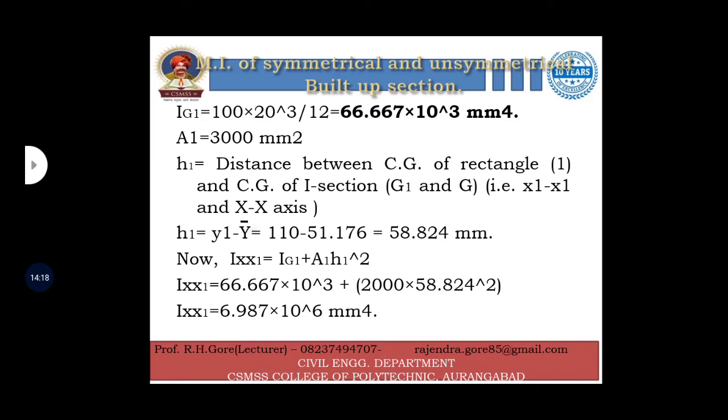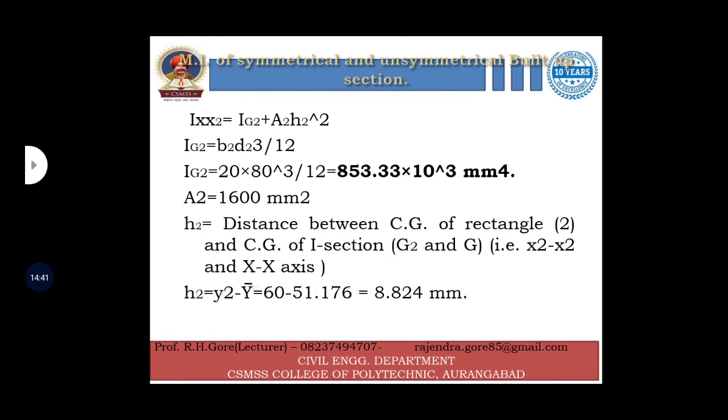So put out this value in parallel axis theorem, 66.667 into 10 to the power 3 plus area 2000 into h1 58.824 square. So moment of inertia of rectangle 1 about CG of I section is 6.987 into 10 to the power 6 mm power 4.